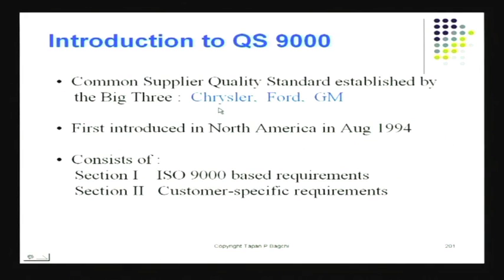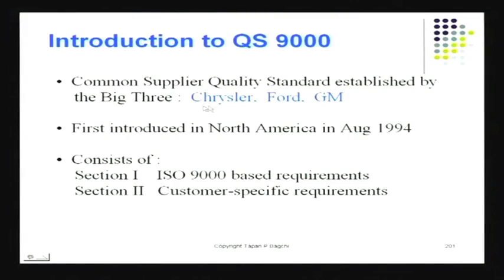QS 9000 basically came along because the big automakers in Detroit, Chrysler, Ford and General Motors, found that the basic ISO 9000 was not good enough, because it did not really impact the quality of the final product. It did not go out and look at the final product and say that I assure the quality of the final product just because I have ISO 9000. ISO 9000 was not doing that. So GM, Chrysler and Ford got together and coined this new standard called QS 9000. They built it on the foundation of ISO 9000 and then added additional customer specific requirements to it.